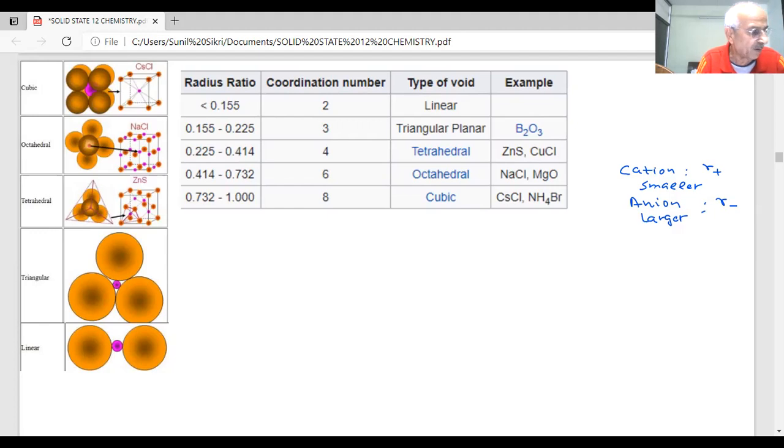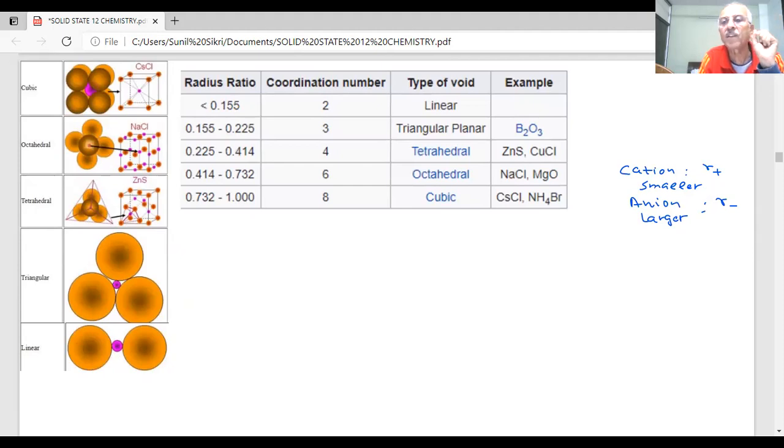So the CCP and HCP are being occupied by the larger ions, which are usually anions, and the voids are occupied by the smaller cations. There are two types of voids mostly in closed pack, the tetrahedral and octahedral. Besides these, there are other types of voids, such as in coordination number 2. In coordination number 2, the radius ratio is less than 0.155. That means when you have two neighbors, the smaller particle's radius ratio should be less than 0.155.